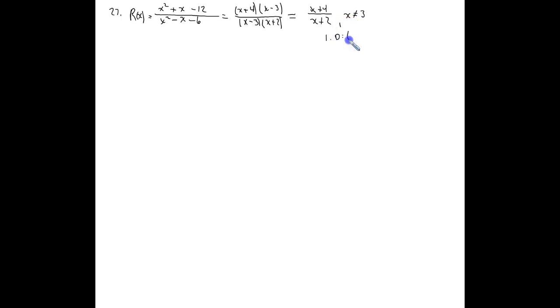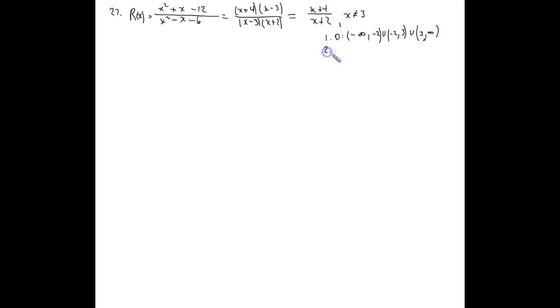So we'll write that in interval notation. There's our negative 2, union, negative 2 with all the numbers up to, but not including 3, and then all the numbers from 3 to infinity. Okay, so that would be our domain.